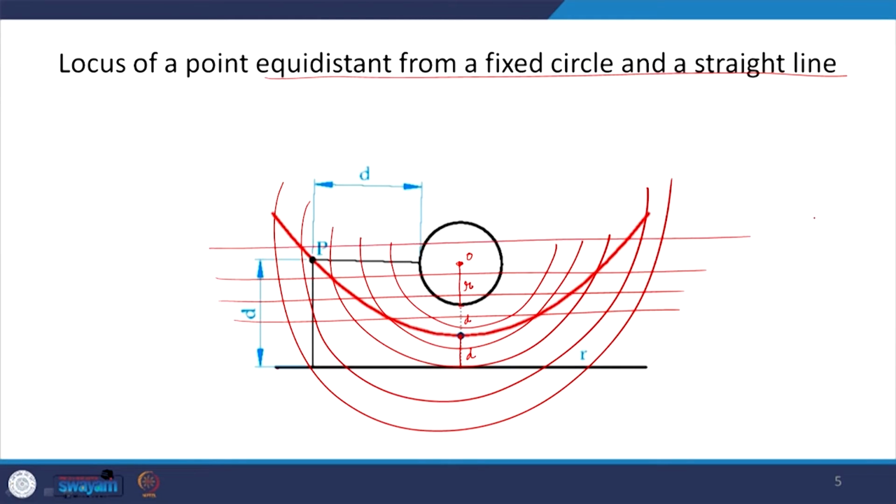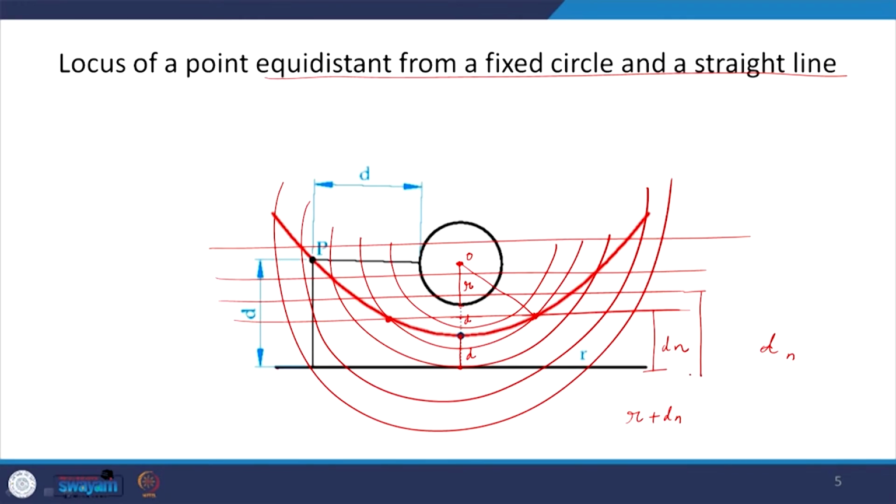Now, I will take any distance. Okay. So, if I take any distance dn, we will take this distance dn at which this line has been drawn, which is the same distance. So, this is the distance dn. Now, r plus dn will be the distance from the circle. So, I will draw a circle of radius r plus dn, and wherever the circle intersects this line at a distance dn will be the point on this locus.